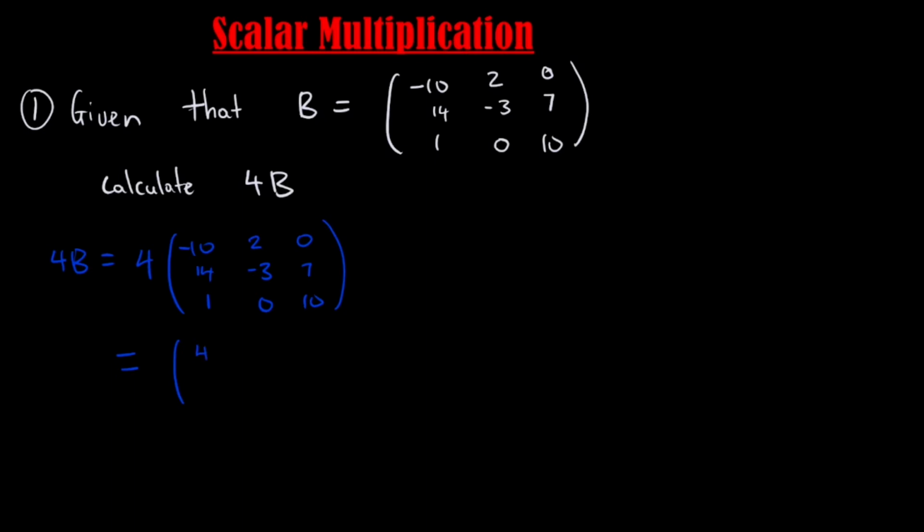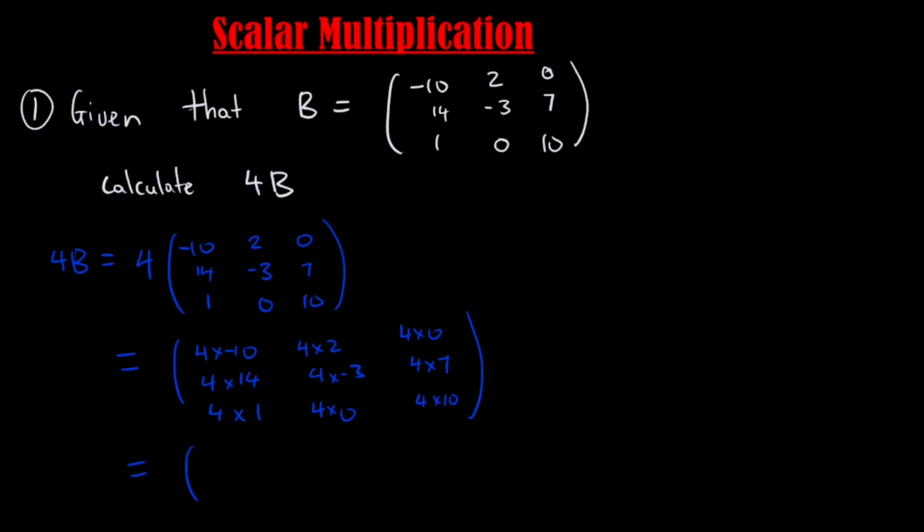So it'll be 4 times negative 10, 4 times 14, 4 times 1. That's for the first column. Second column, it will be 4 times 2, 4 times negative 3, and 4 times 0. Our final column will be 4 times 0, 4 times 7, and 4 times 10. So all we're going to do is just simplify.